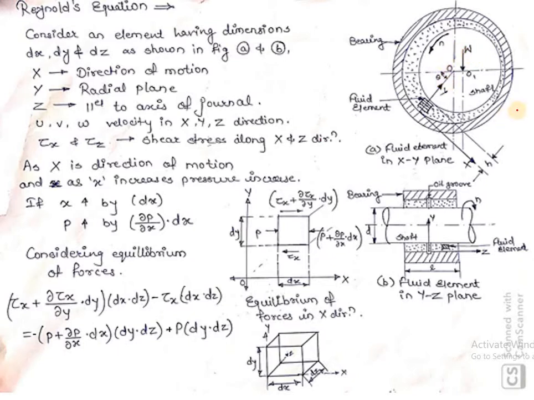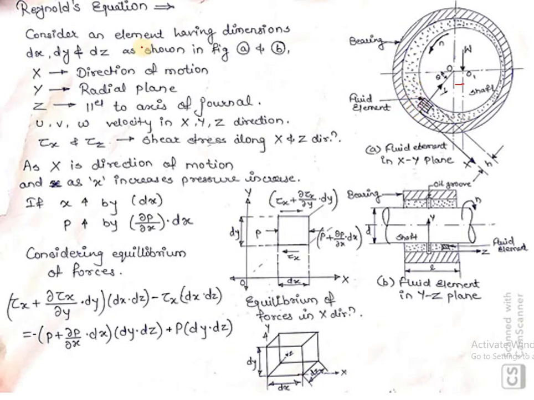Here you can see this is the shaft, which is also called the journal. This is the bush or bearing surface. Then there is an oil film between the shaft and the bush. Here N is the direction of rotation of the shaft and W is the weight acting on the shaft, acting at O1. There is an eccentric distance between the bearing center and the shaft center, denoted by OO1.